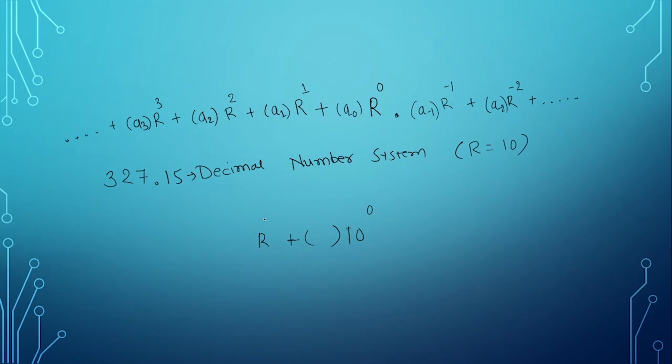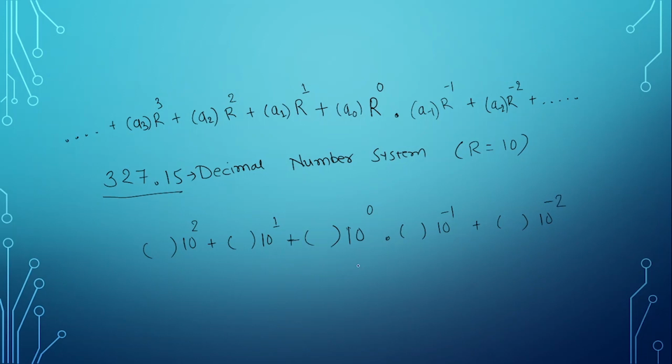Then we will have 10 raised to 1 with some coefficient a1, plus 10 raised to 2 with some coefficient. And as you can see, we will not require any higher power of radix to define 327. We have some fraction part, so we will use a decimal point over here. We'll leave the coefficient blank and we will have 10 raised to minus 1, plus, again leaving the coefficient blank, 10 raised to minus 2.